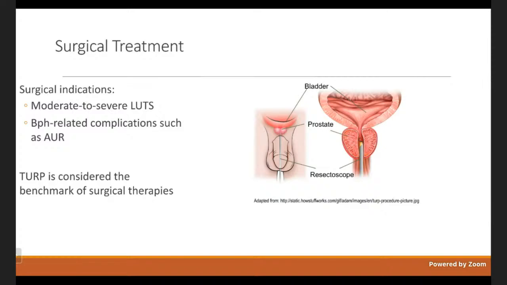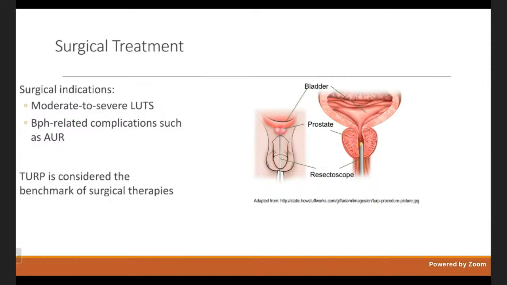Surgical treatment is usually indicated in moderate to severe LUTS, and whenever there are BPH-related complications like acute retention, recurrent urinary tract infection secondary to BPH, or if the patient develops a vesical stone secondary to benign prostatic enlargement. All these things are indications for surgical treatment.